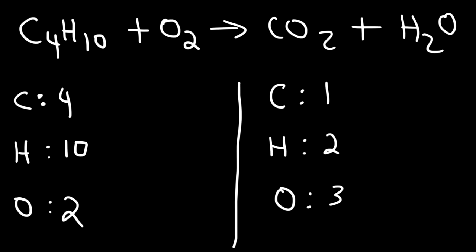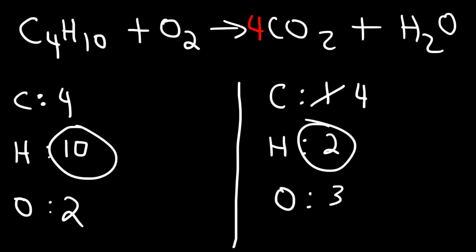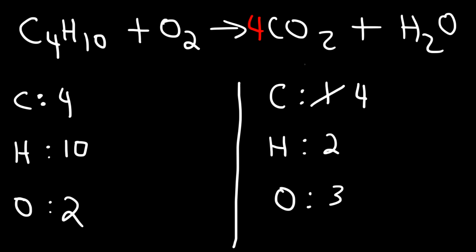The first thing we're going to do is balance the number of carbon atoms. And so let's put a 4 in front of CO2. So on the right side, we're not going to have 1 anymore, but we're going to have 4 carbon atoms. Next, let's balance the number of hydrogen atoms. So 10 divided by 2 is 5. That tells us that we need to put a 5 in front of H2O. So now we have 10 hydrogen atoms on both sides.